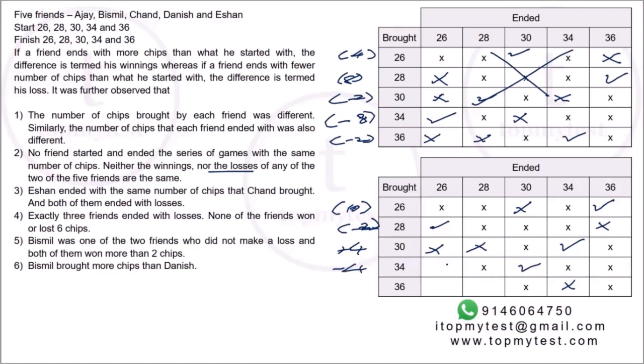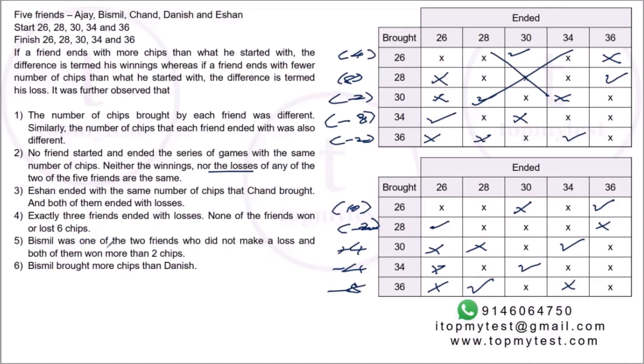So 30 cannot end with 26. 36 cannot end with 26. So 36 will end with 28. That's minus 8. So everyone has a different profit, 10 and 4, and everyone has a different loss. The losses will be minus 2, minus 4 and minus 8. So that fits. Now we need to figure out which friend ended where. We need to figure out which friend ended where.